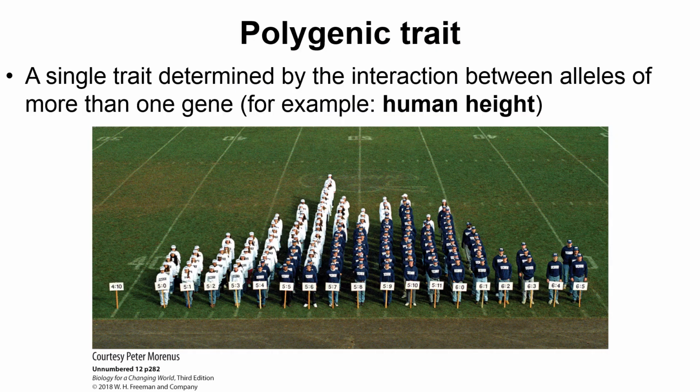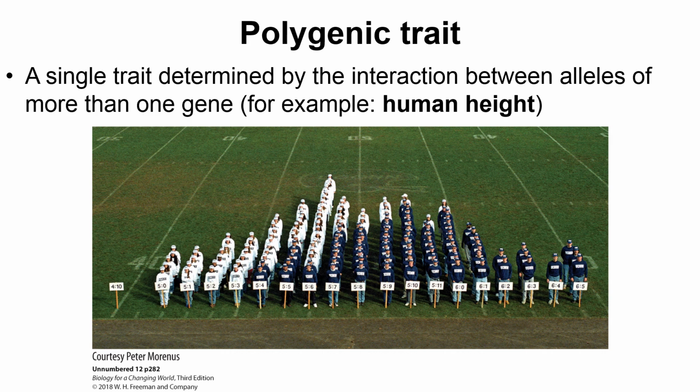Alright, so let's continue talking more about genetics. In this case, we're going to be talking about polygenic traits. A polygenic trait is a trait that is caused by multiple genes, multiple alleles. And to be honest with you, most of the traits that we have are caused by multiple genes. An example of this is human height. Human height is caused by more than one gene.